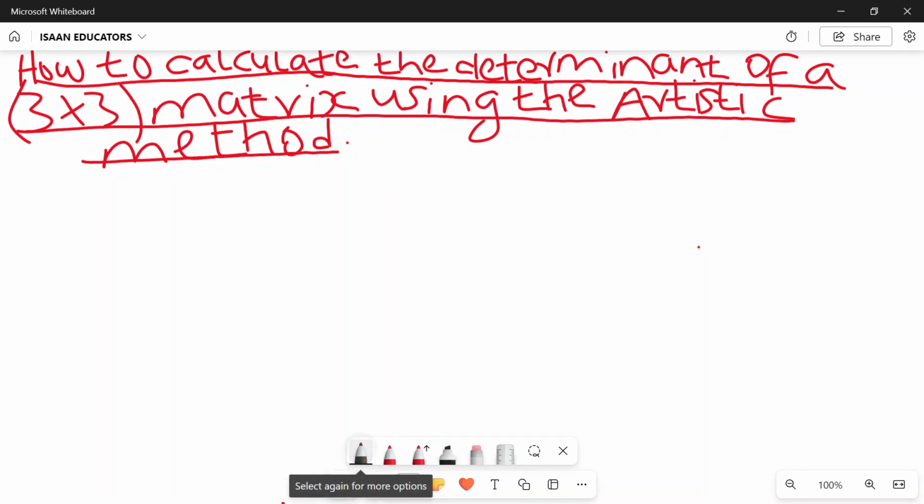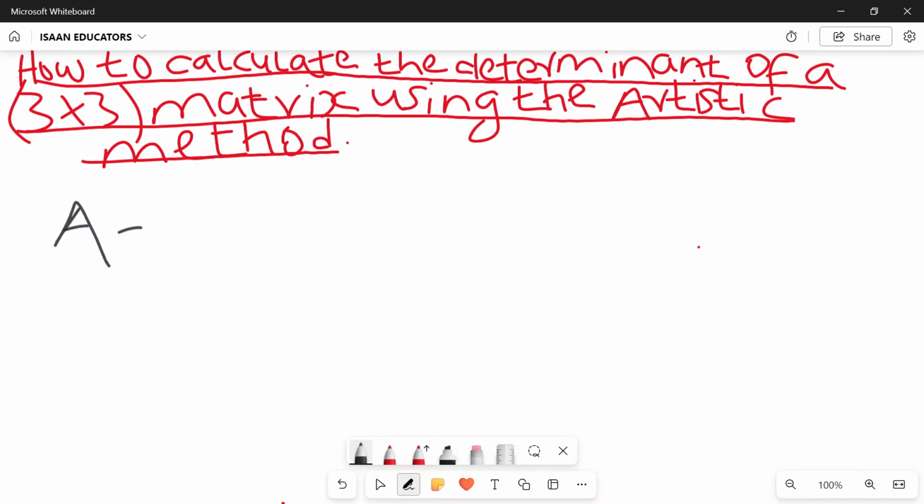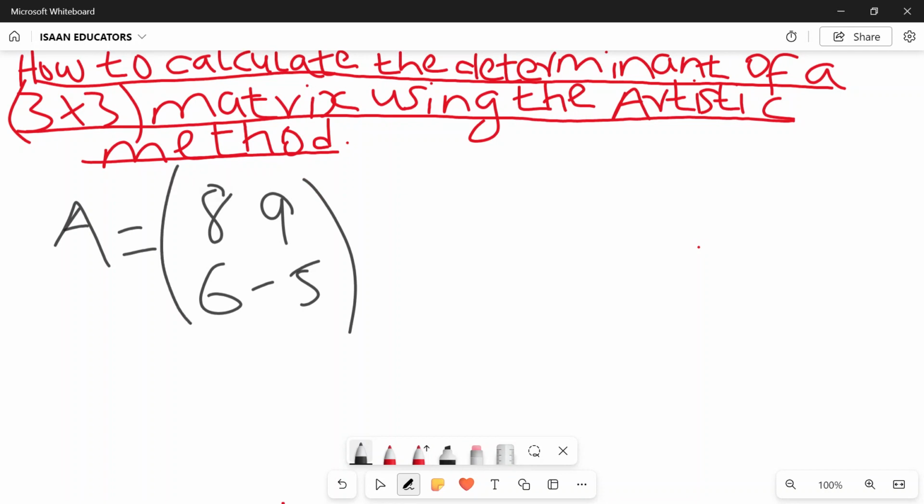For example, I'll give an example. I will start with a 2 by 2 matrix. For example, you have a matrix A whereby the elements are 8, 9, 6, and -5, and it is enclosed in brackets. When you're calculating the determinant of a 2 by 2 matrix, you take the product of the elements in the leading diagonal, then subtract the product of the elements in the other diagonal. This is the leading diagonal here.